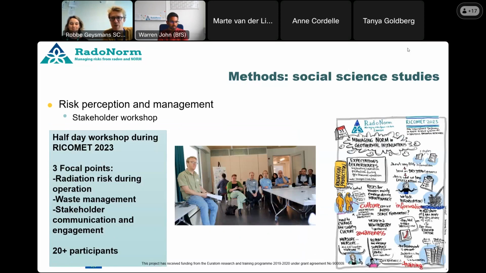And secondly, we conducted also a workshop in which we invited the same stakeholder group and to which we were successful in gathering more than 20 participants to discuss with us during half a day how they are actually thinking about this radiation risk during the operation of geothermal plants, also in terms of the waste management and the risk that this brings, and then how do they think that they can communicate with stakeholders about this risk and engage them maybe in also the management of this risk. This happened during summer of 2023.